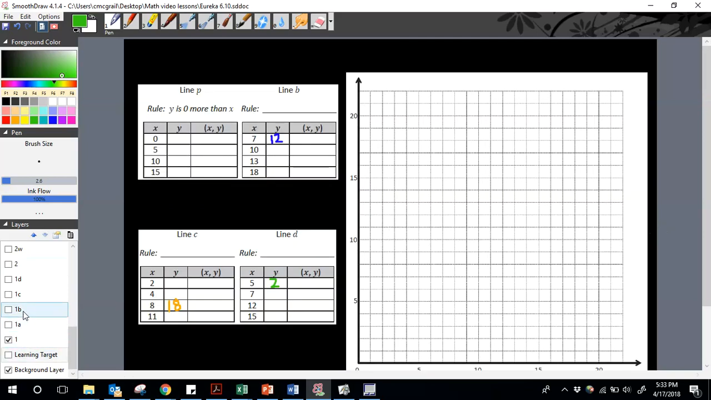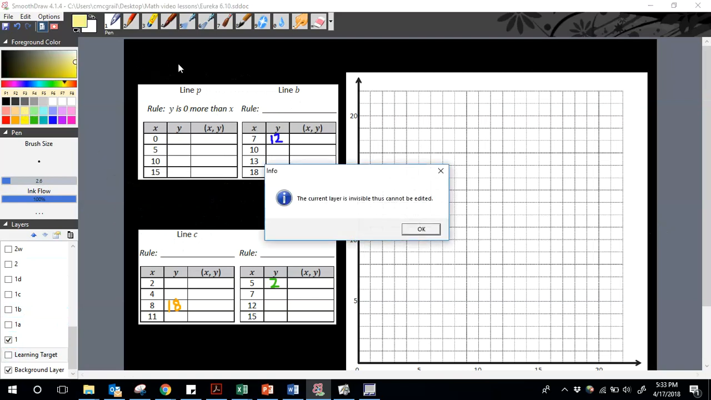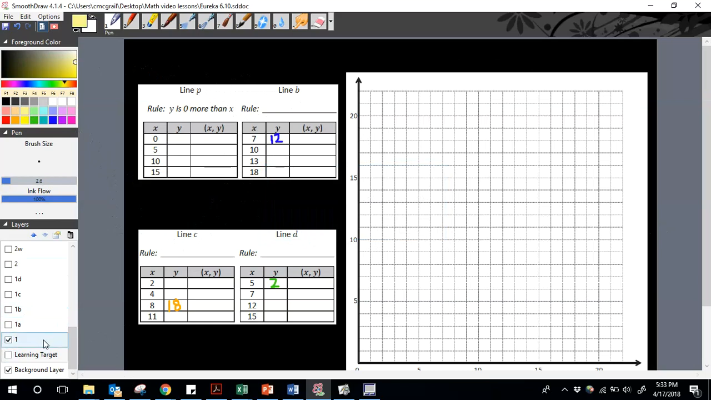Let's work on the side that has lines P, B, C, and D on your paper. All of these are going to be addition rules, just so you know. These are all addition lines and rules that we are following. And we're going to work together and try to figure out what each rule is.